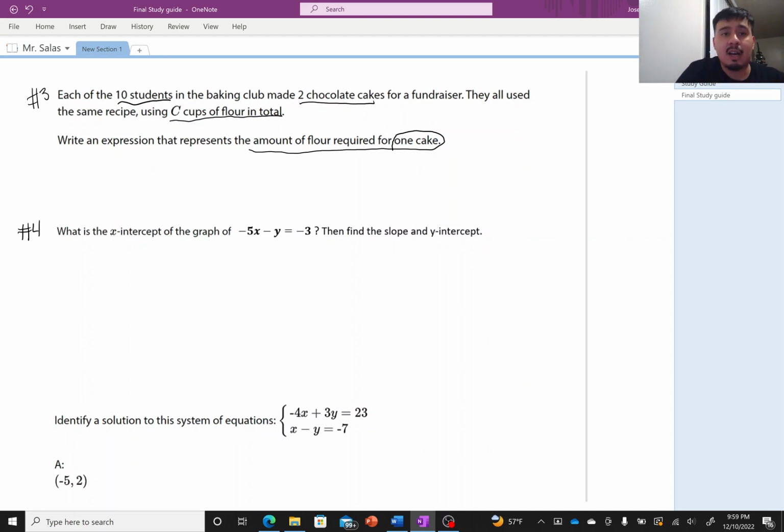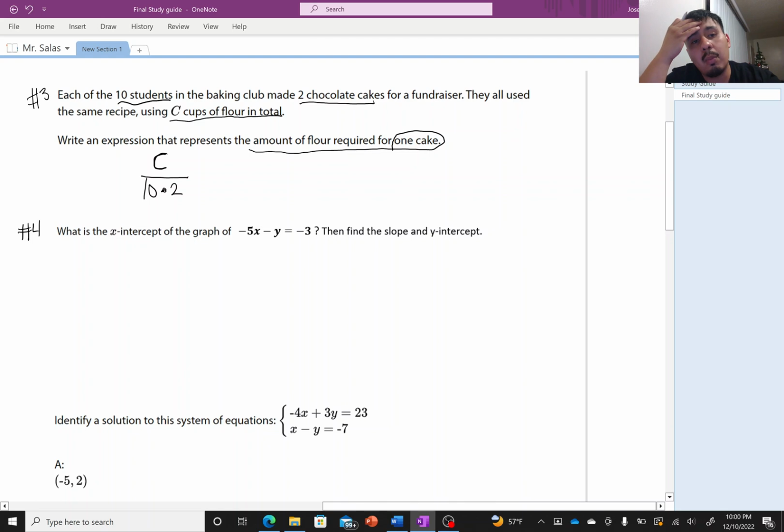So check this out. I know that they used a total of C cups. This was their total. But guess what? Don't let that throw you off. Since we're trying to go backwards and figure out how much they use for just one cake, not for all the cakes, not for all 2 of them, we're looking for just one. We're going to have to take that total amount and divide it by the amount of students and the amount of cakes made. So we have to take C and divide it by 10 times 2.